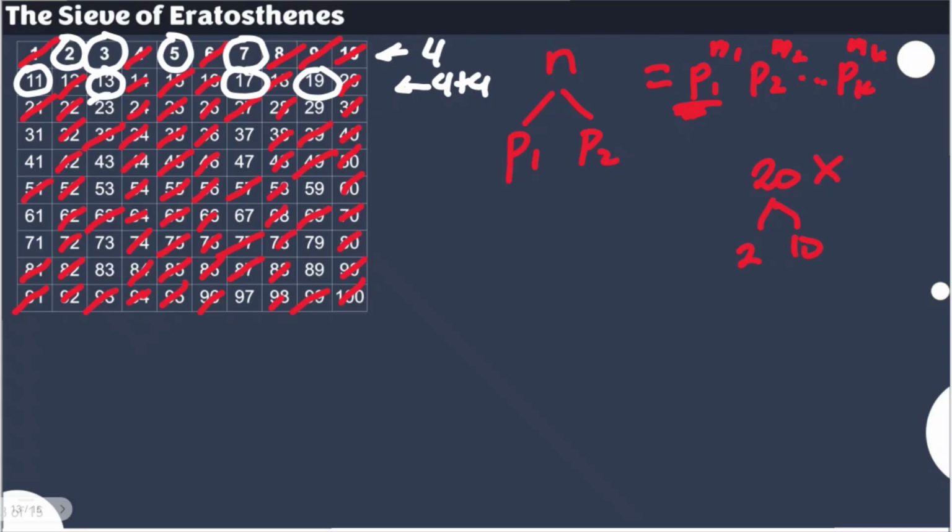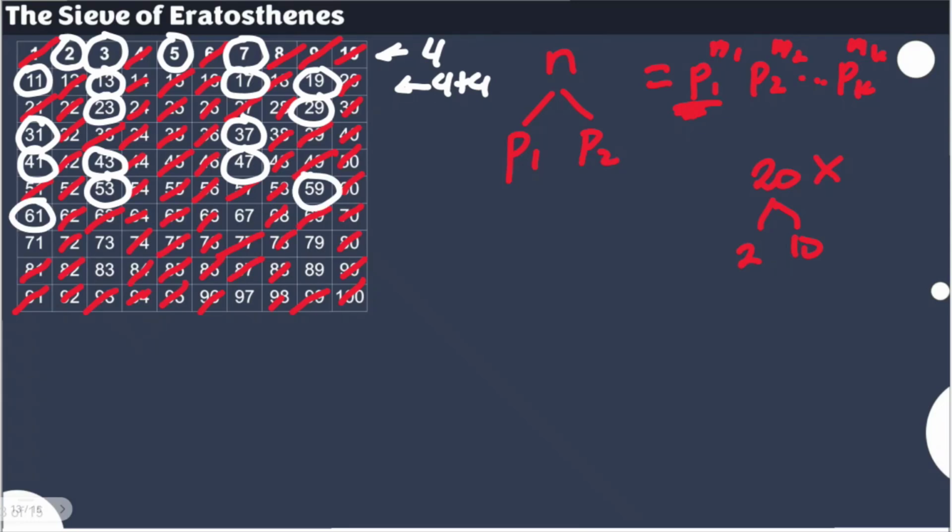Now, next is 23. Okay, you can have here 29. I'm just going to list down all of them: 31, 37, 41, 43, 47. You can check mine if I have made a mistake here. 53, 59, 61, 67, and then you have your 71, 73, you have 79, 83, 89, and 97.